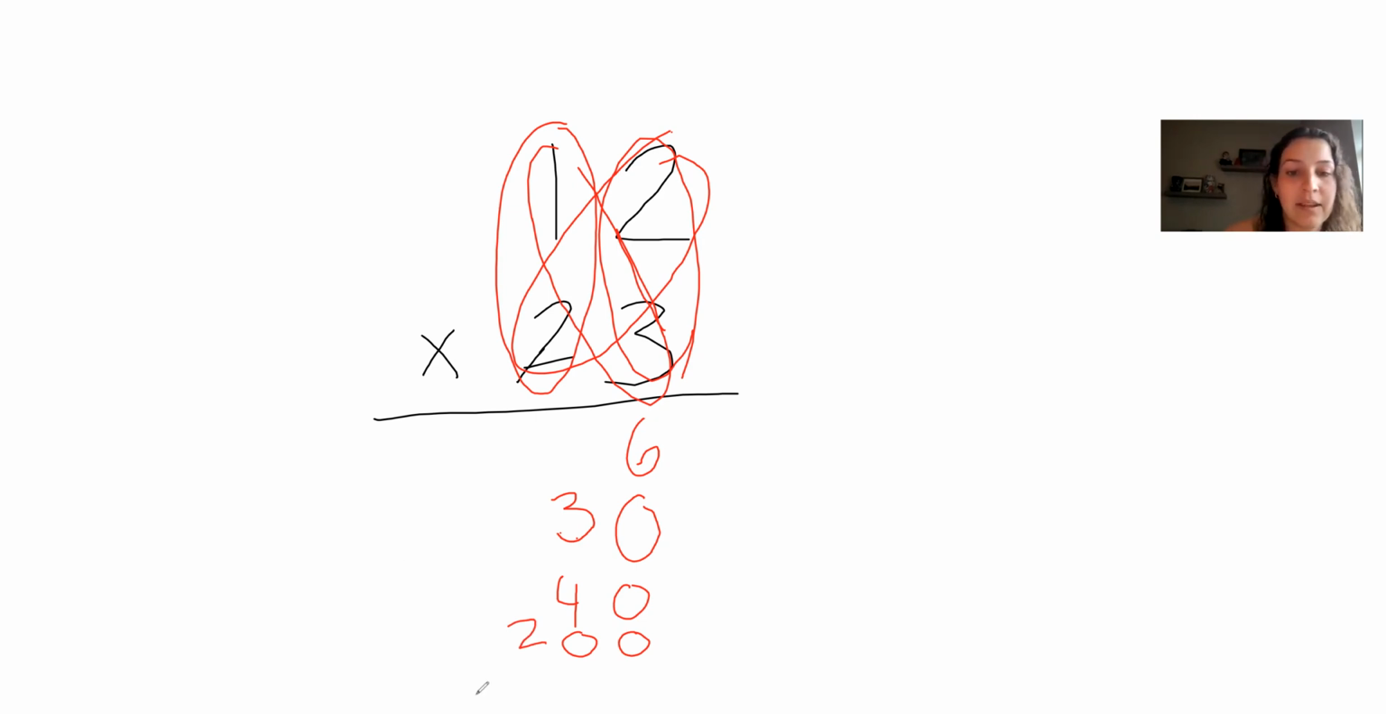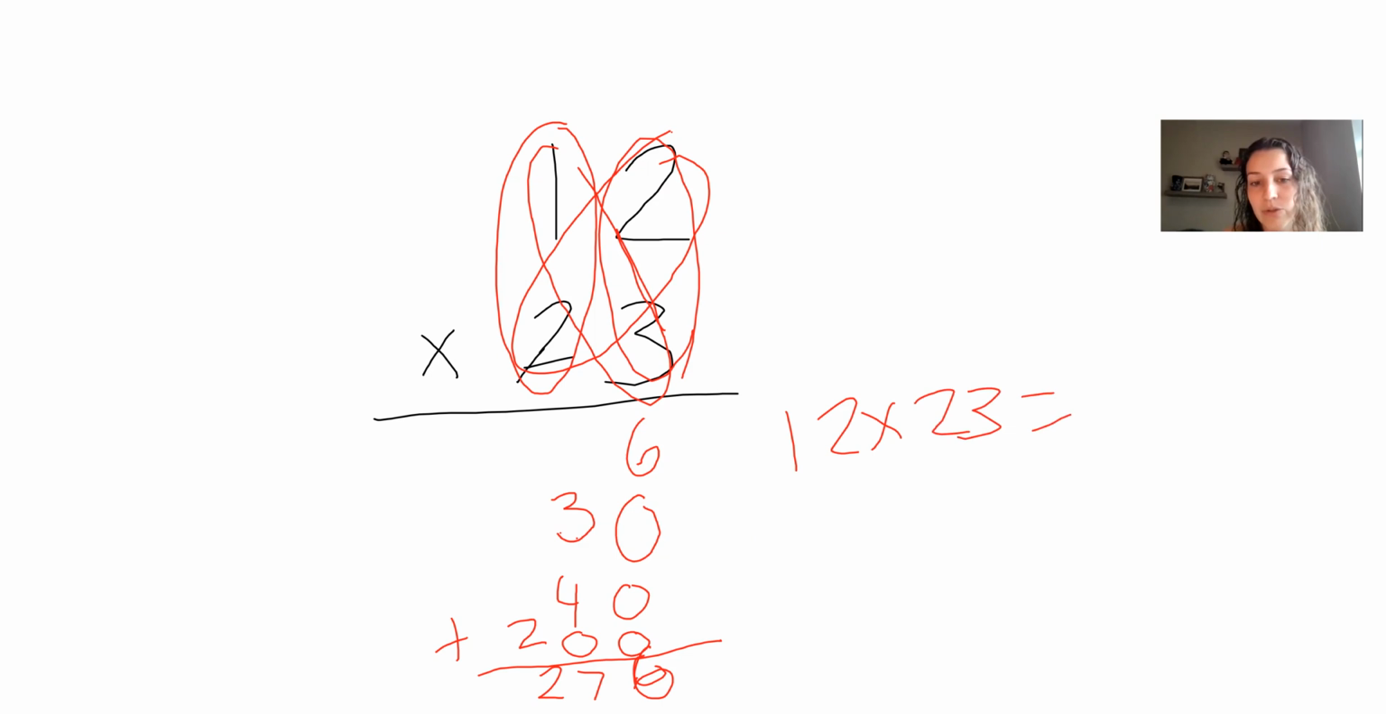And when we add that all up, we have 6, 3 plus 4 is 7, 2 plus nothing is 2. So we found that 12 times 23 is equal to 276.